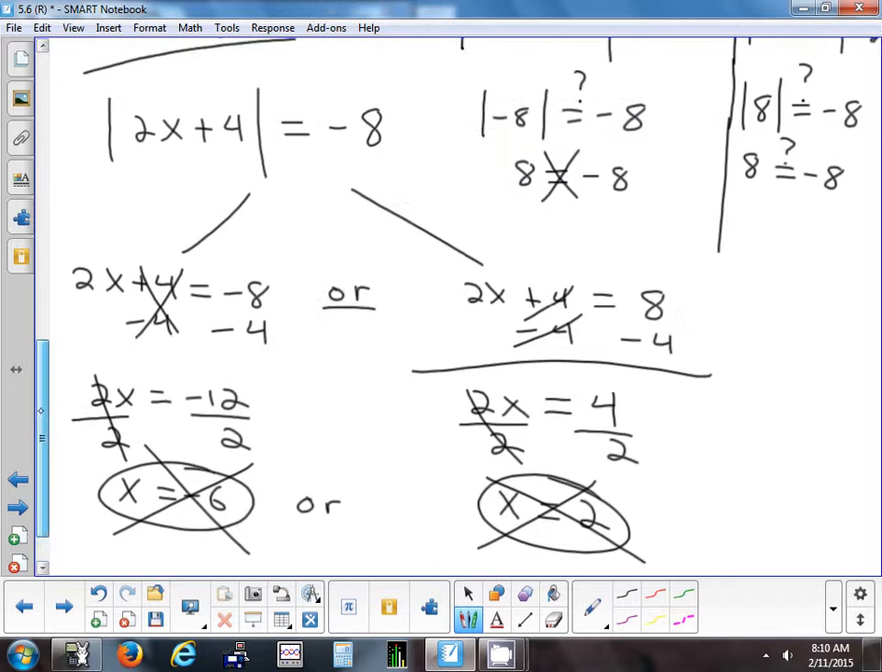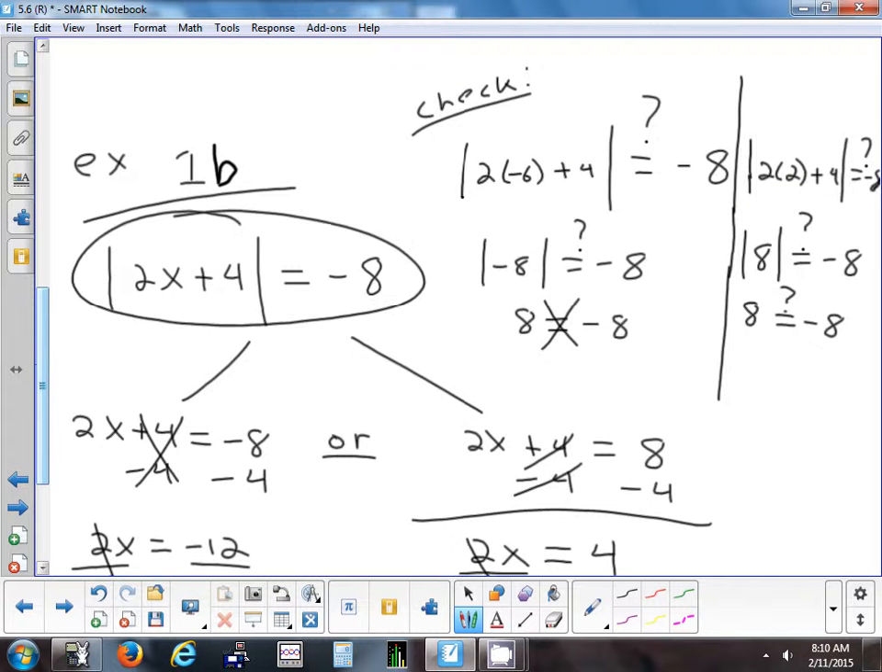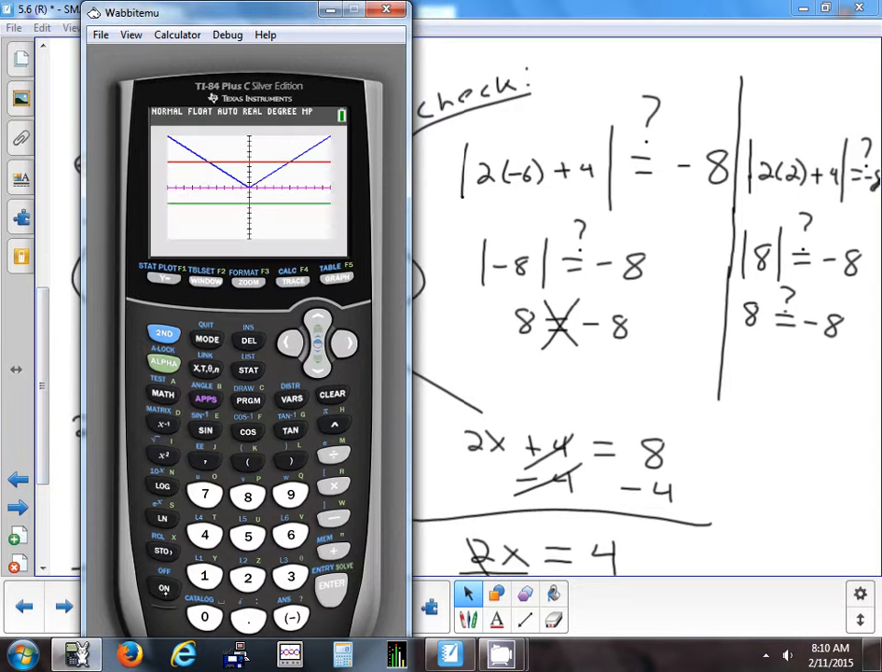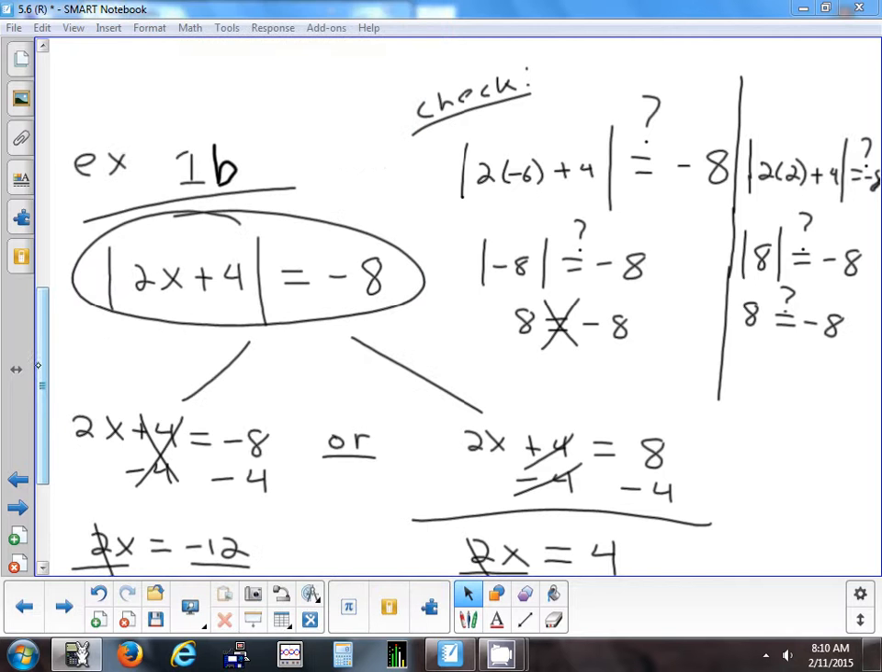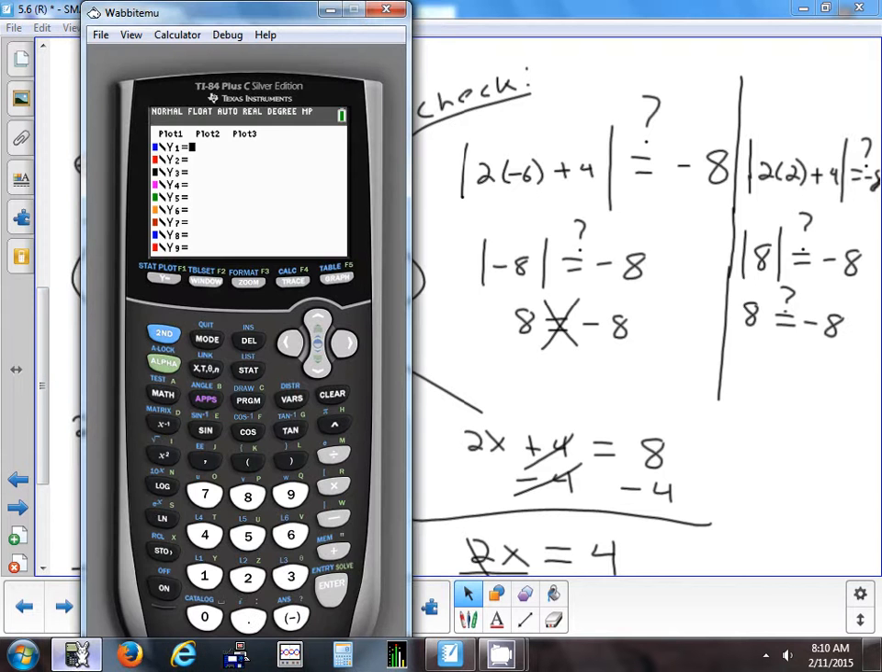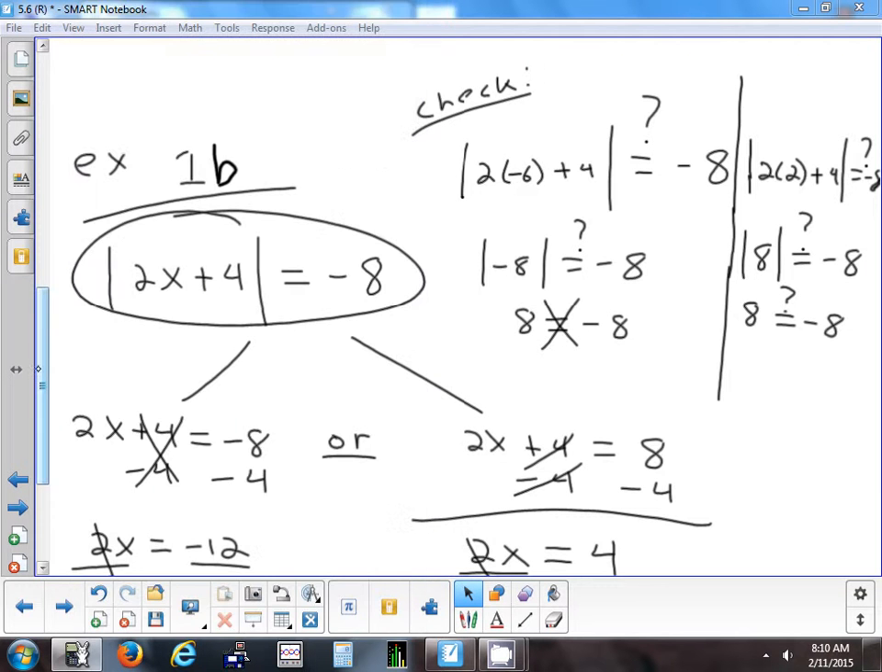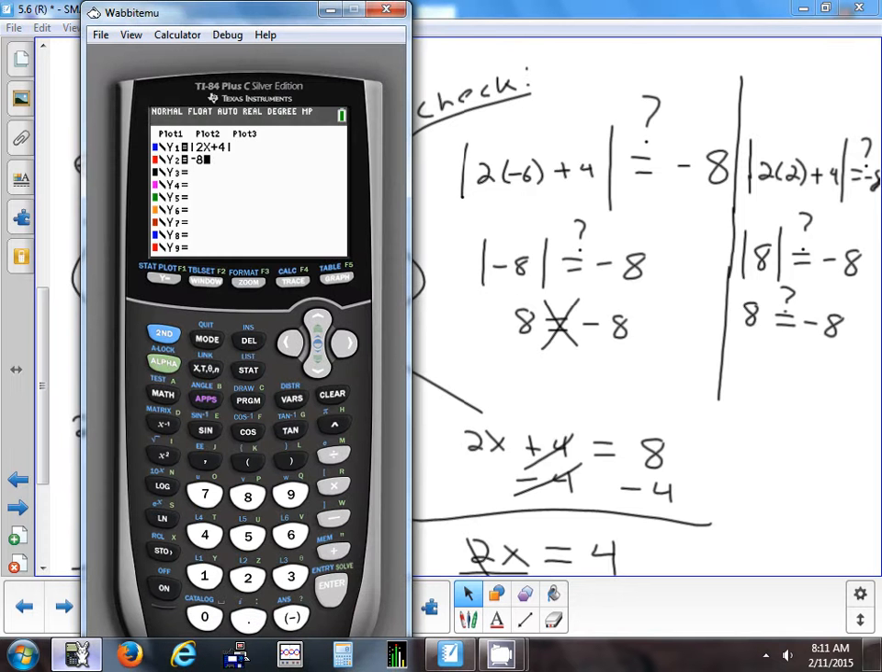Well, go back and look at the very original problem. The key is that number on the right-hand side. We have an absolute value expression equal to negative 8. Let me show you what that would look like as a graph. Okay, let's get rid of all these. And let's type in absolute value of 2x plus 4. And let's put negative 8 on another line. We're looking for where these two graphs cross. That's the solution.